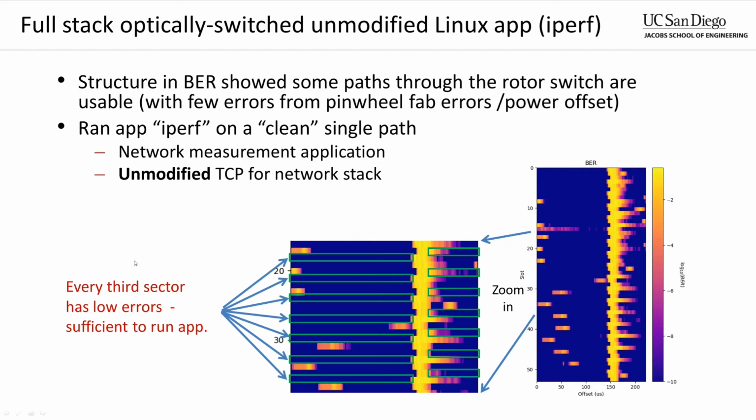Looking at the heat map a little bit closer, it is clear that not all of the paths through the optical switch are completely unusable. In this case, one of the 3 configurations shows reasonably good performance. With Corundum set up to enforce a TDMA schedule over this path, we were able to successfully run iPerf through the pinwheel switch. This is the first time that we have been able to run a standard unmodified Linux application through an experimental optical switch.